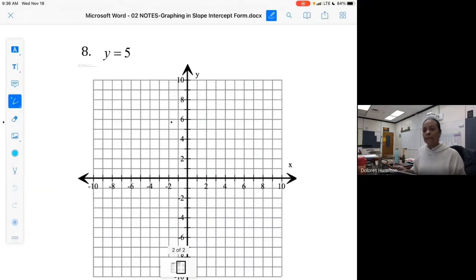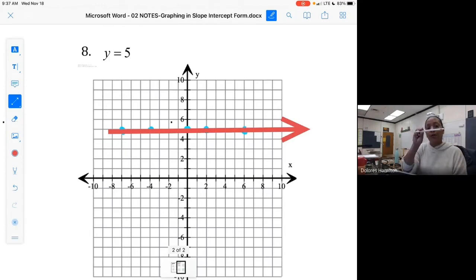So here we see, for this problem, y equals 5. So that means x can be anything it wants, but y has to be 5. So x could be 0, 0, 5. X could be 2, y has to be 5. X could be 6, well, y has to be 5. You are getting the point. So then we can see, oh, that's a big arrow. And that line would be the horizontal line y equals 5.